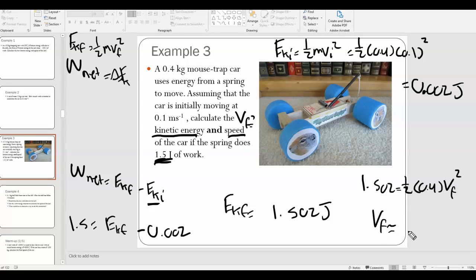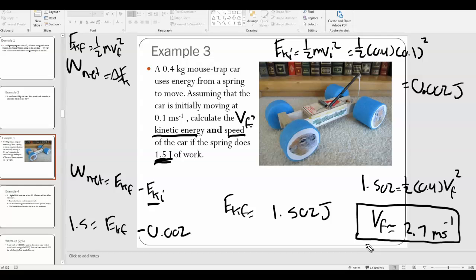And I'm going to skip some of those steps because I don't feel like writing them down. But hopefully you can do basic algebra and arrive at the correct answer. And you should get VF is about 2.7 meters per second. Okay, so the spring inside the mousetrap actually adds a lot of energy to the toy car and makes it go much, much faster. Because initially it was going 0.1 meters per second, now it's going 2.7 meters per second.